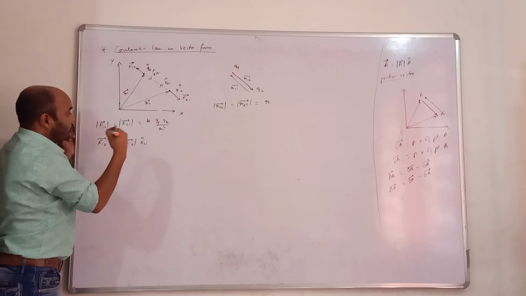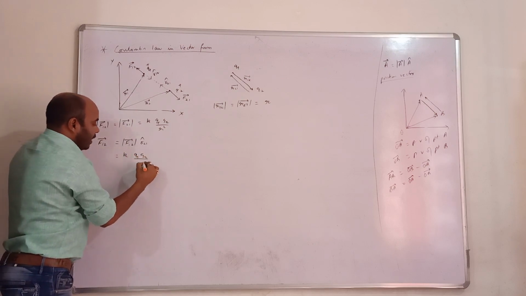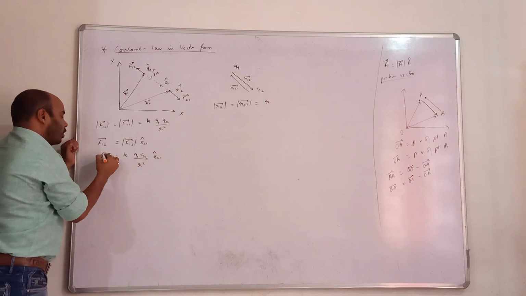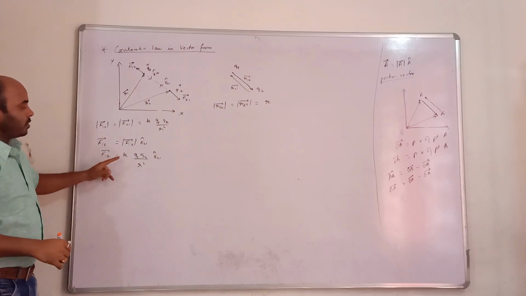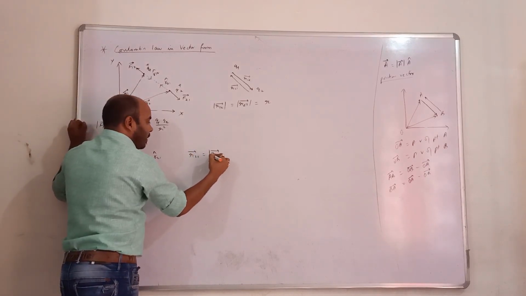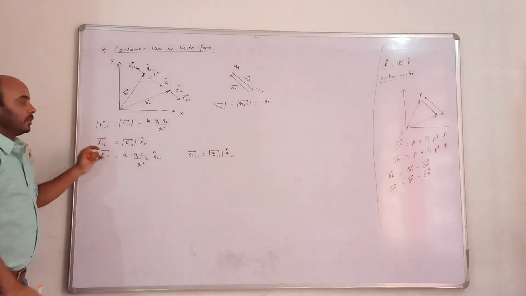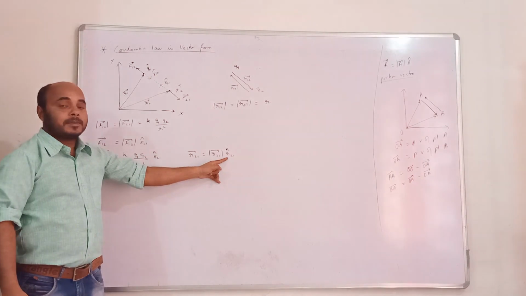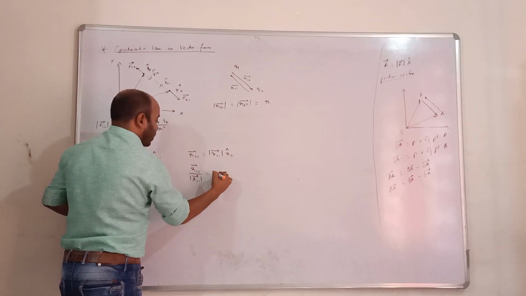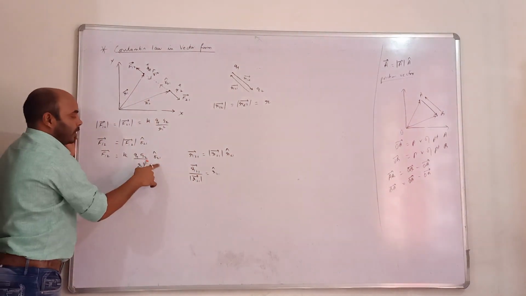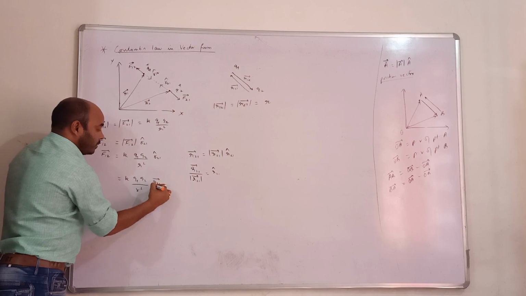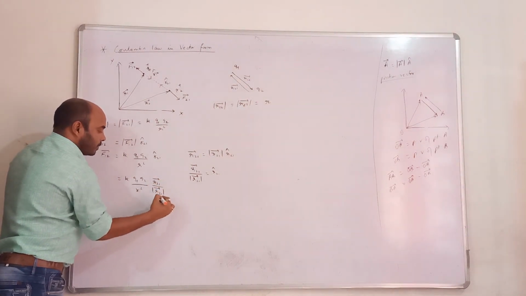Okay. Now we can substitute the values directly: k Q1 Q2 by R square, R21 cap. Okay. We already got the vector form, but I don't want my answer in terms of cap. So what will I do? R21 vector is equal to R21 vector magnitude into R21 cap. Again, a vector is equal to mod of a vector into a cap. So from there, R21 vector by R21 vector magnitude is equal to R21 cap. I am substituting this value here: k Q1 Q2 by R square, into R21 vector by R21 vector magnitude.